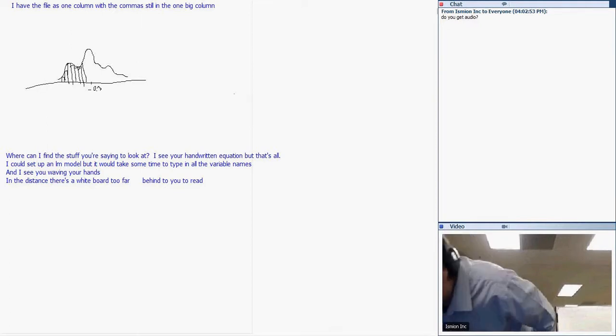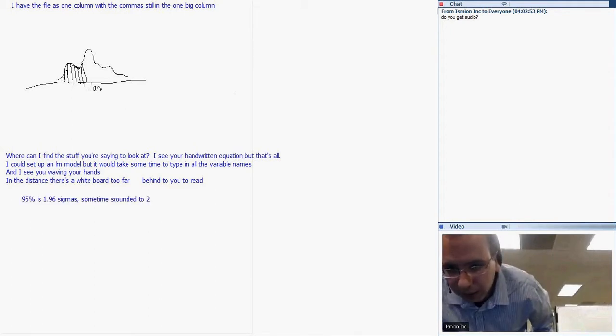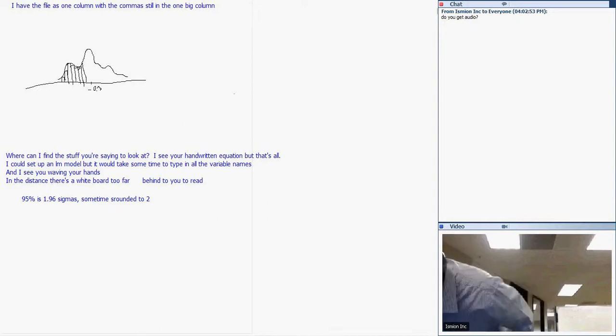Then there is this command called confidence intervals. If you want to run that, the confint.